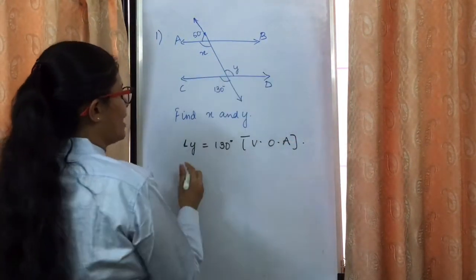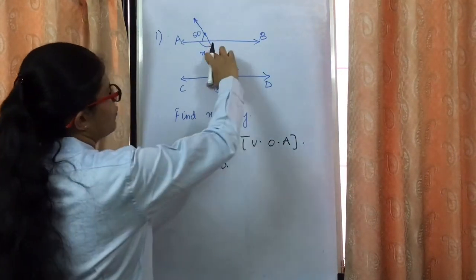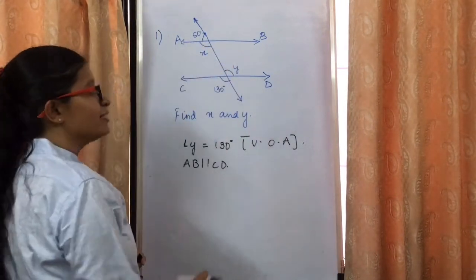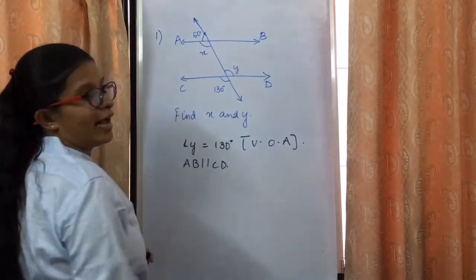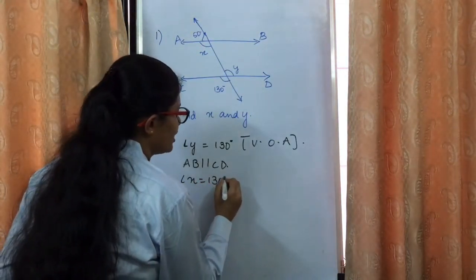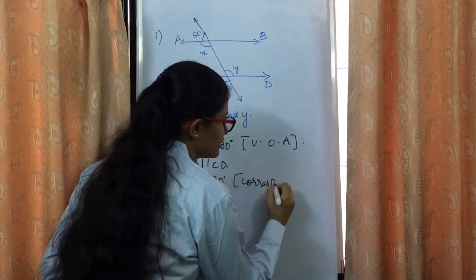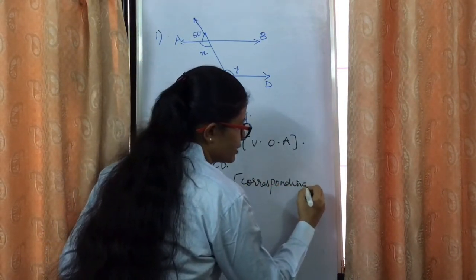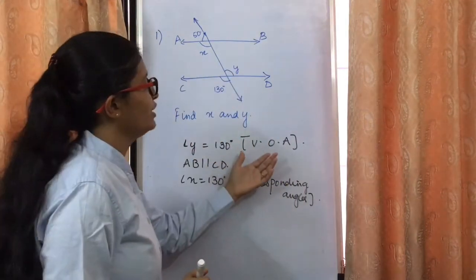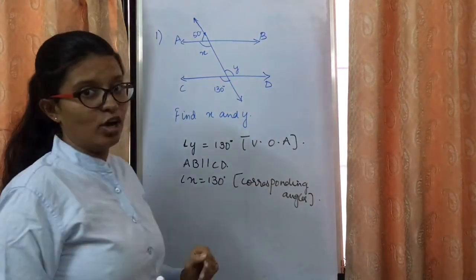Since the lines are parallel, since AB is parallel to CD, we can say that x and 130 must be equal because this is a pair of corresponding angles. If the lines are parallel, the corresponding angles are equal. So we can say angle x is equal to 130 degrees by corresponding angles. I hope the sum was quite easy. We just need to apply the theorems which we have studied to solve such kinds of problems.